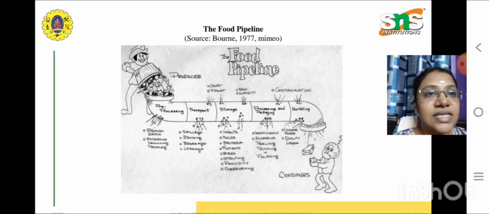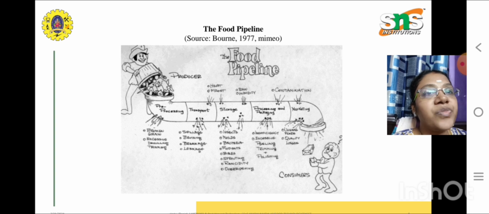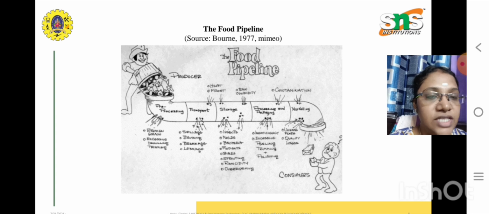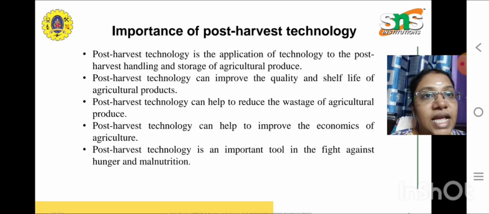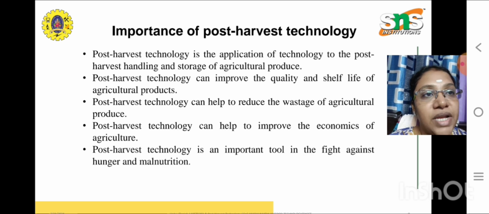So this is a simple diagram, a food pipeline, showing how the producer produces the crop and how it reaches the consumer's plate, as I already told: pre-processing, transport, storage, processing and packaging, and at last marketing to the consumer's plate.